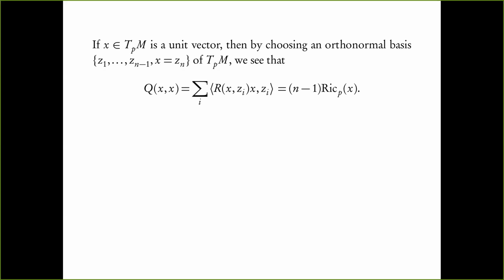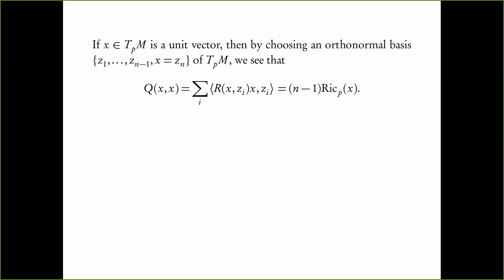Okay. So this is nothing but n minus 1 times the Ricci curvature at p in the direction x, because this is how the Ricci curvature was defined, right? That you extend x to an orthonormal basis and then you calculate this up to a factor of 1 over n minus 1. So the Ricci curvature in the direction x is nothing but 1 over n minus 1 of Qxx, and because Qxx is well defined, Ricci curvature is well defined and independent of the orthonormal basis.